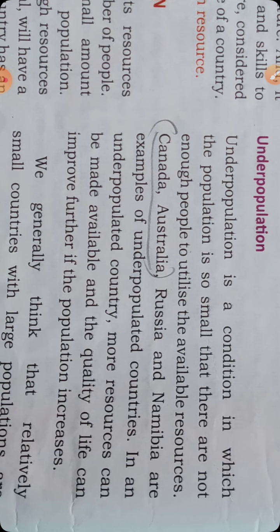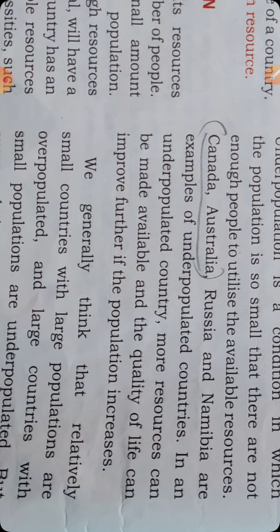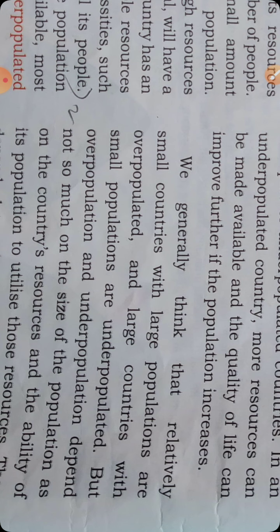Let us see underpopulation. Underpopulation is a condition in which the population is so small that there are not enough people to utilize the available resources. Canada, Australia, Russia, Namibia are examples of underpopulated countries. In an underpopulated country, more resources can be made available and the quality of life can improve further if the population increases.